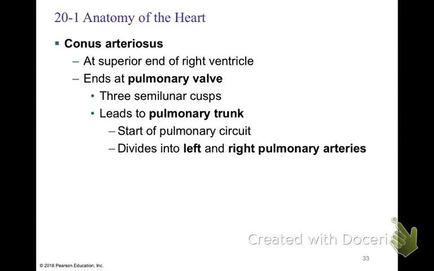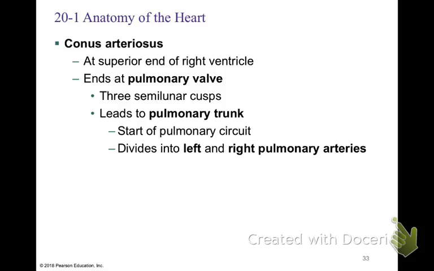All right, at the superior end of the right ventricle sits a structure called the conus arteriosus. I am not going to test you on this. I think it's important, but I think it's just too much detail. The conus arteriosus is simply the part where the pulmonary trunk attaches to the right ventricle. It contains the semilunar valve, and it leads into the pulmonary trunk.